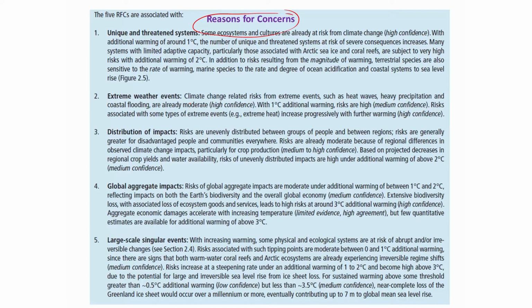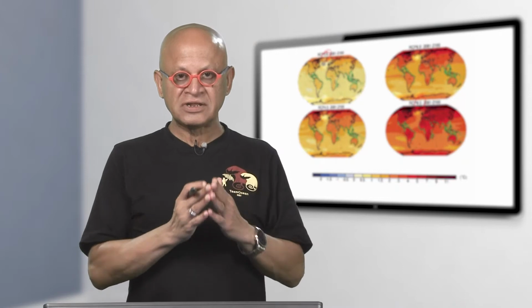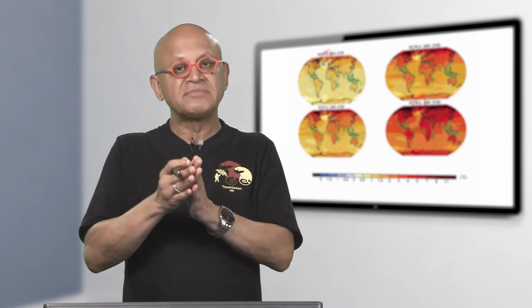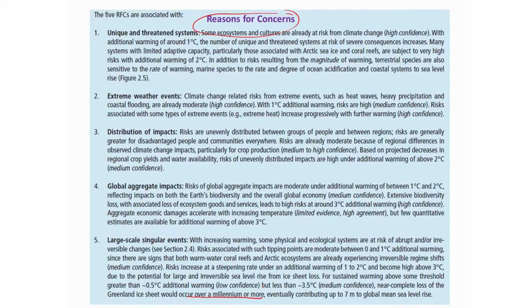Then global aggregates are those that combine together from regional impacts and affect global supply chains, global economy, and so on. And there are large singular events which we will talk about, let's say, the loss of sea ice in the Arctic or ice sheet over Greenland. Each time the level of confidence is important and the time scale over which it will happen is important. For example, the loss of the Greenland ice sheet would occur on a time scale of a millennium or more, and it could contribute up to 7 meters of sea level.